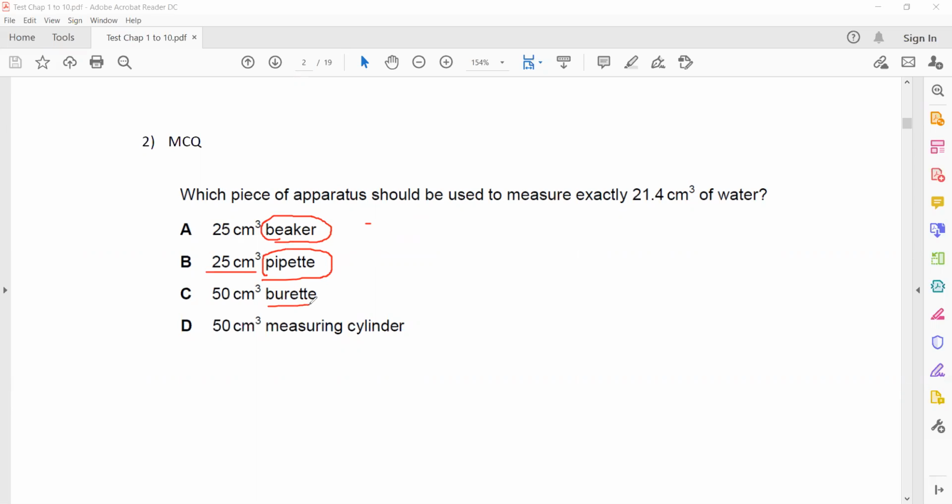A burette, a 50 cm cube burette, this is a maximum value, but on the burette, the smallest value which a burette can read is 0.1 cm cube. Means if there is 10 and then there is 11, between 10 and 11 that will be 10.1, 10.2, 10.3. So which instrument can be used to measure this 21.4 or 0.1 cm cube accurately? That is the burette. A measuring cylinder, again, will record a whole number.